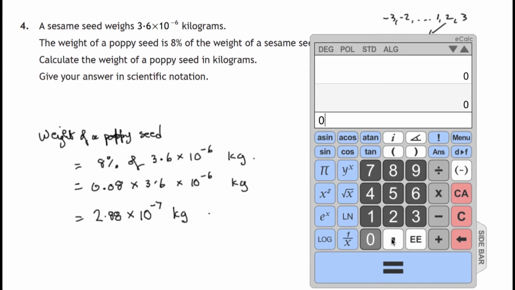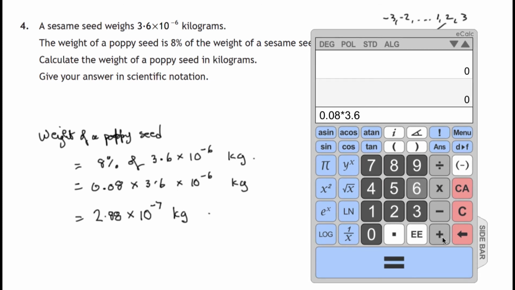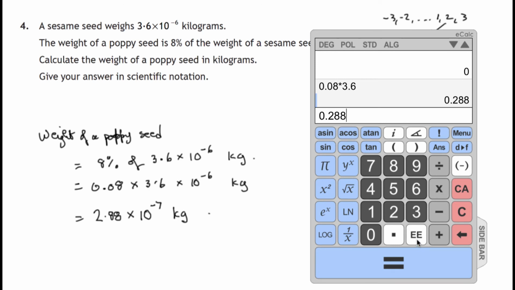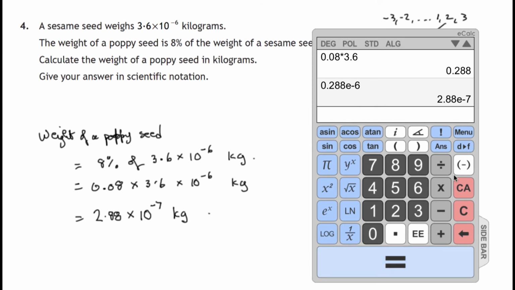We could do 0.08 times 3.6. Now that gives us 0.288, and then use the EE button, which your calculator is likely to have. This button means times 10 to the power of. So pressing that, times 10 to the power of, and then we need a -6. And I think we can just put in -6 even without the brackets on this. And there it is again, 2.88 times 10 to the -7.